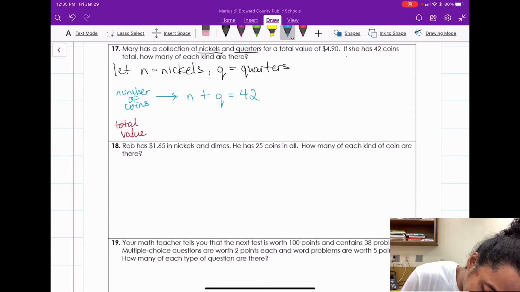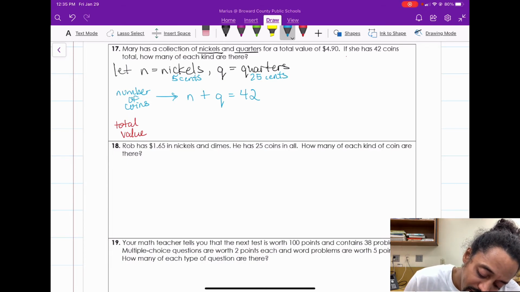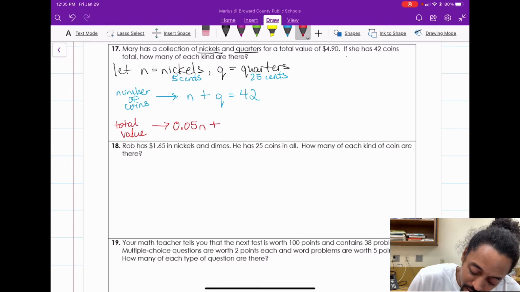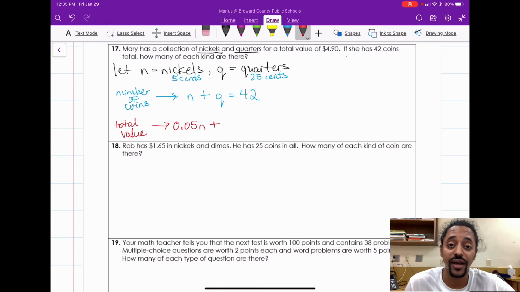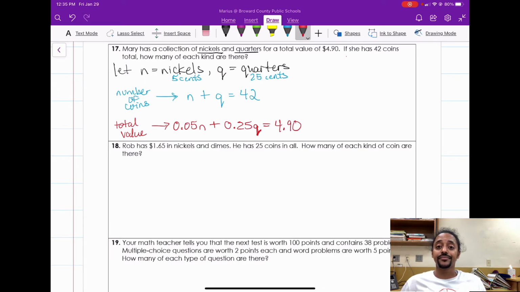Well, we know nickels are 5 cents, and we know quarters are 25 cents, but how do we represent that as a number? Well, 5 cents would be 0.05 times N plus, and a quarter is how much? 25 cents. So we write that as 0.25, and then we put Q. And what was the total value of all the coins? $4.90. And that's it.